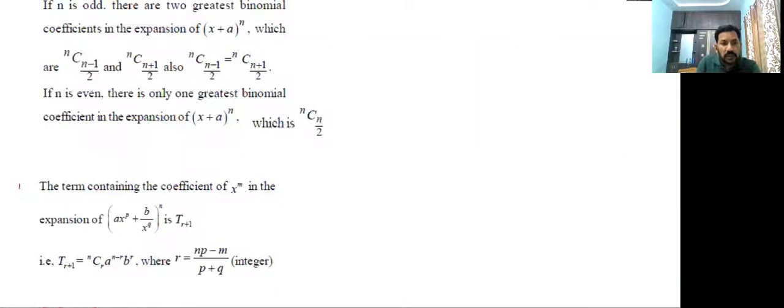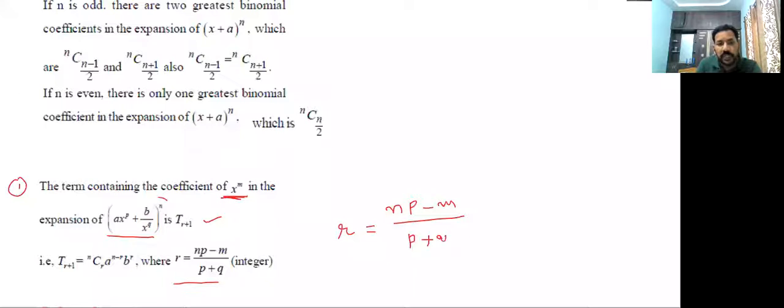Now, the term containing the coefficient of x^m in the expansion of (ax^p + b/x^q)^n is T_(r+1). Then how to find the r value, that is the important part. This is a shortcut formula. Remember it, students. r is equal to (np − m) divided by (p + q).